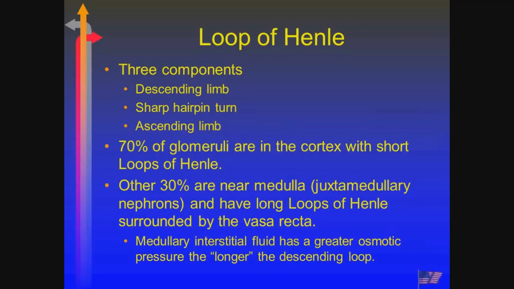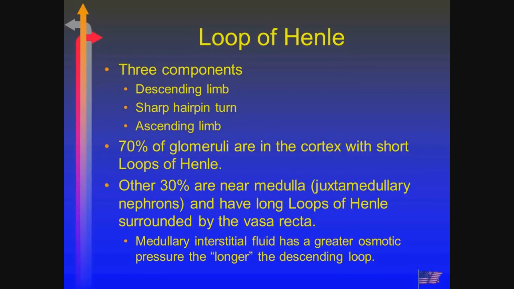All right. So we've covered the proximal tubule, and moving on to the loop of Henle, which consists of really three different portions. There's a descending limb. There is an acute 180-degree turn, and then the ascending limb.